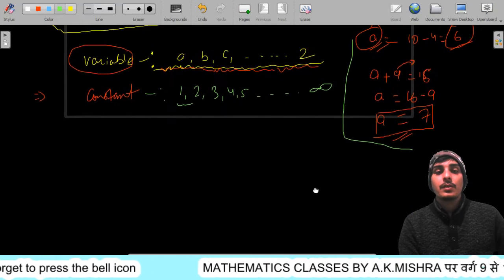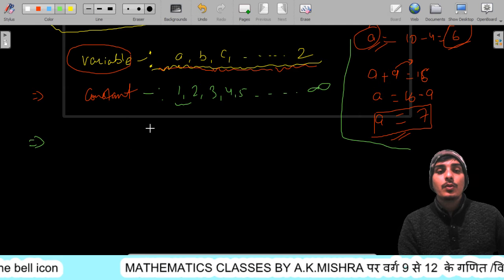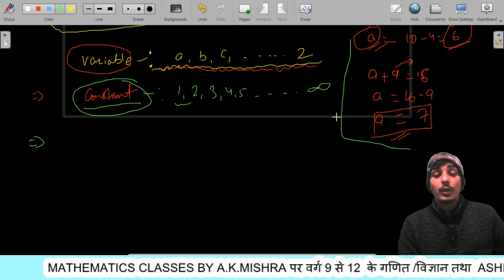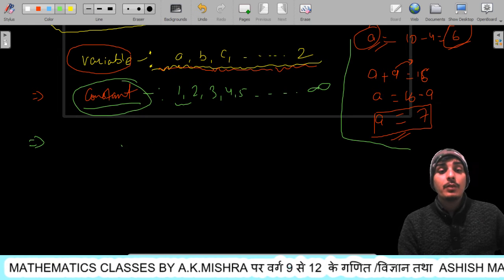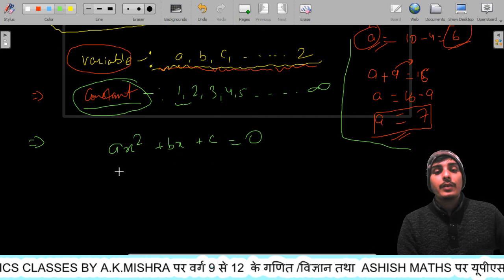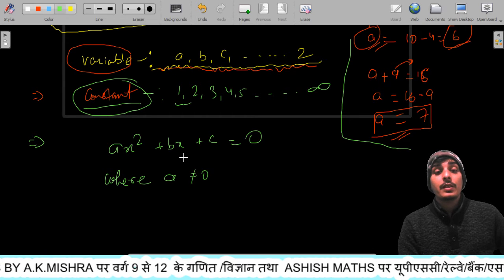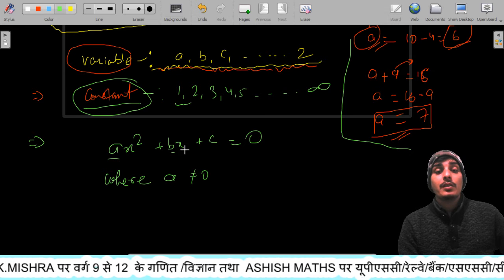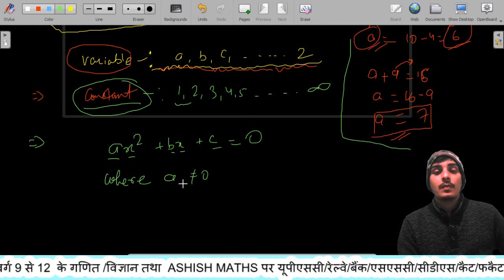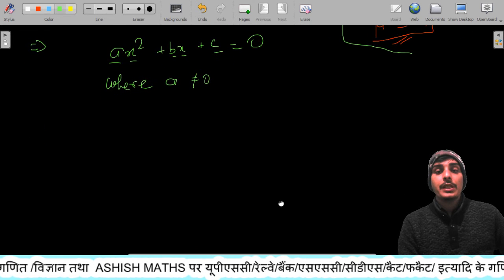Okay, guys. Without wasting time, I have discussed the constants, variables, and the quadratic equation. Any equation in the form of ax square plus bx plus c equal to 0, where a is not equal to 0, is considered a quadratic equation. So a, b, and c are the constants, and x is the variable. Are you getting my point, guys?